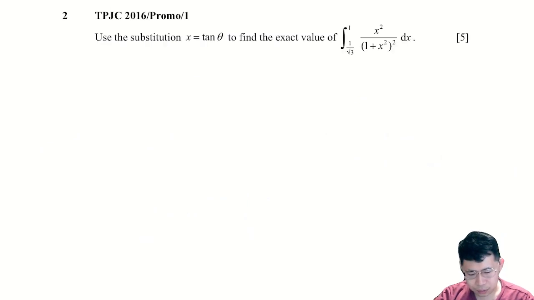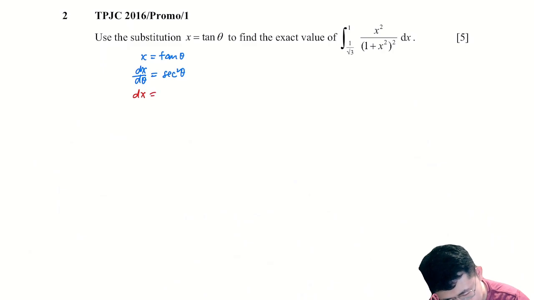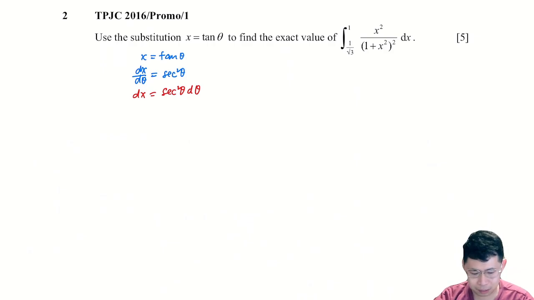Now let us continue with question 2. Making use of the substitution, find the exact value of the definite integral. The thing about this definite integral is it will be very hard to just integrate directly, so we need to do a smart substitution. If x is given as tangent theta, then dx by d theta is equal to secant squared theta. So we write dx equals secant squared theta d theta. This is part of our setup.